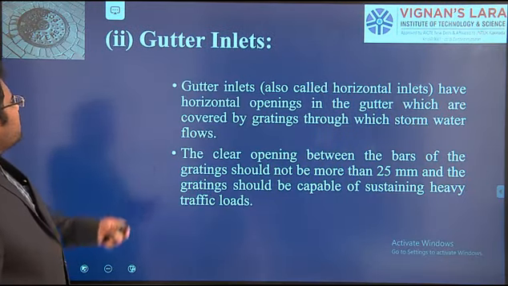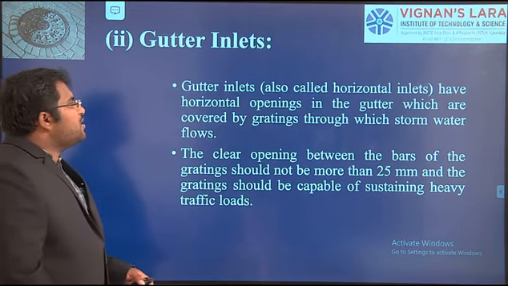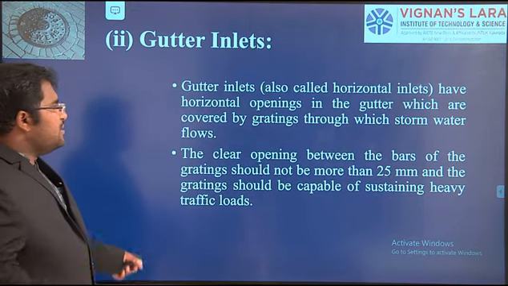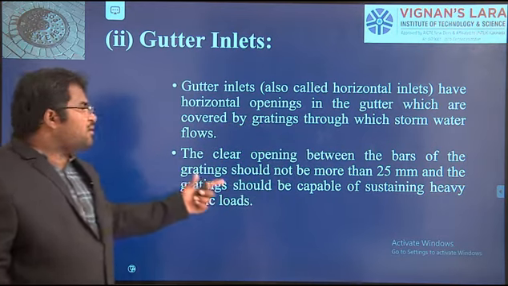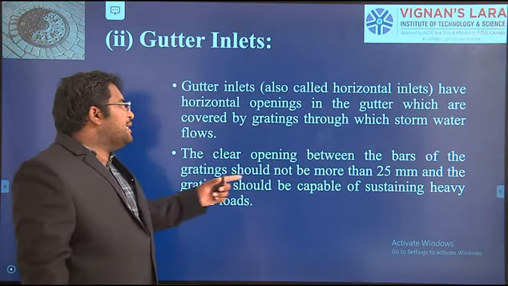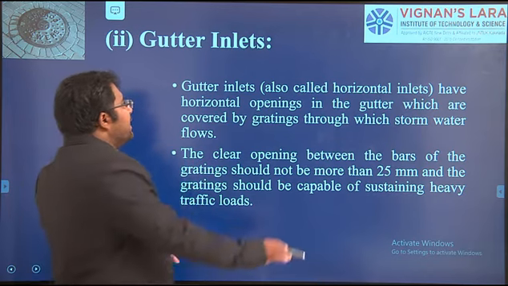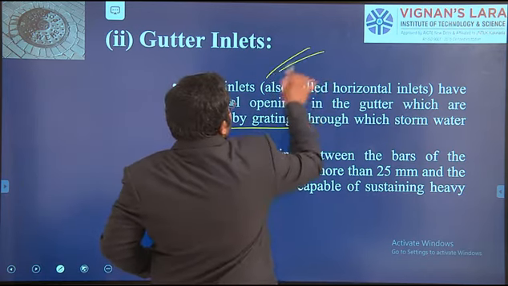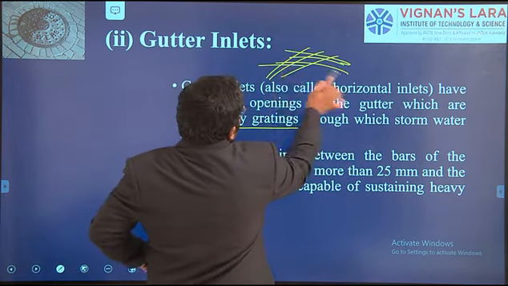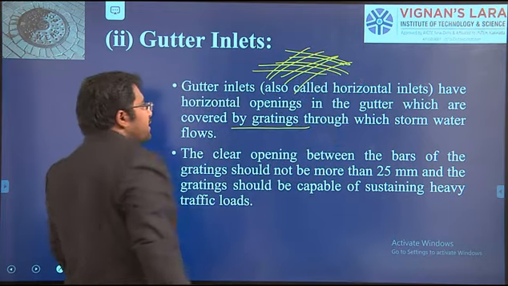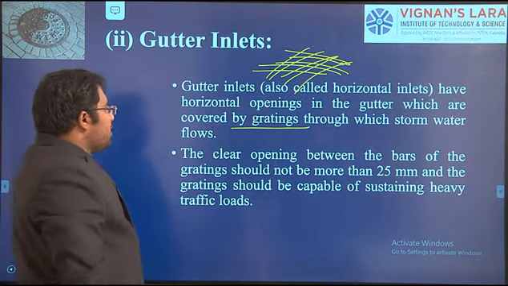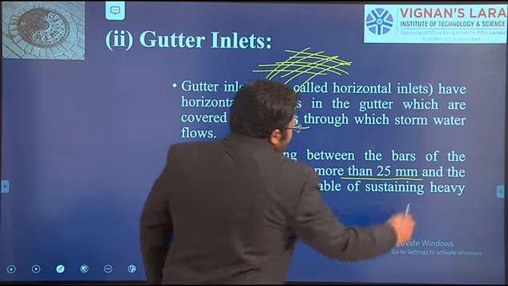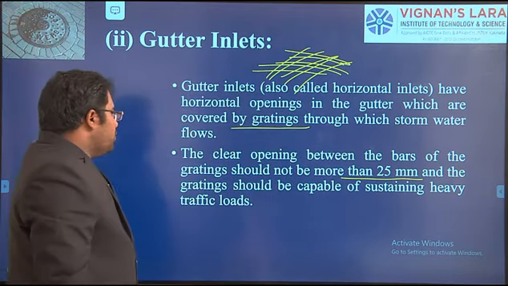The next one, gutter inlets. Gutter inlets are also horizontal inlets, with a horizontal opening in the gutters which is covered with a grating. Grating means steel bars, provided like this. The clear opening between the bars of the grating should not be more than 25 mm.